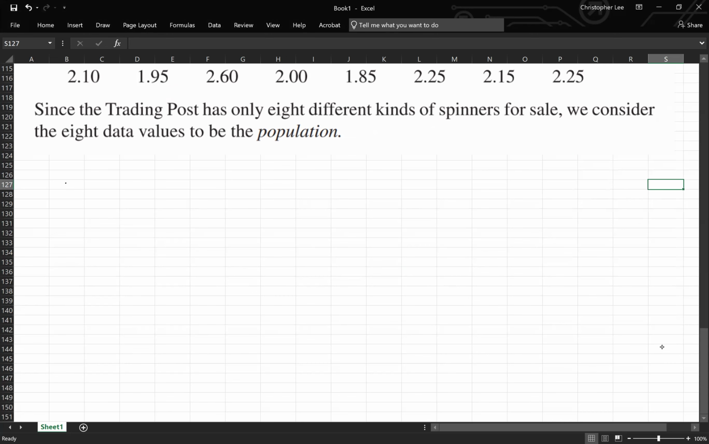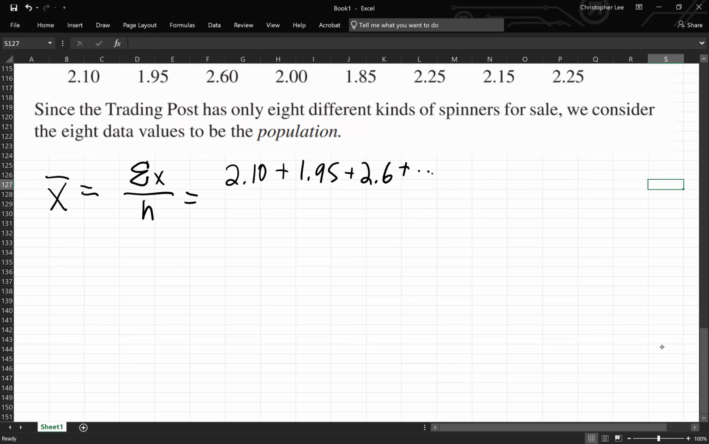Real quick, let's just review the mean. Remember, the mean is what? The sum of x divided by n. So you're going to add all these numbers together: 2.10, 1.95, 2.60. You get the idea, all the way up to 2.25. And then you're going to divide by how many numbers you have there. So we have 1, 2, 3, 4, 5, 6, 7, 8. And then divide by 8. So what's the mean that we got here?